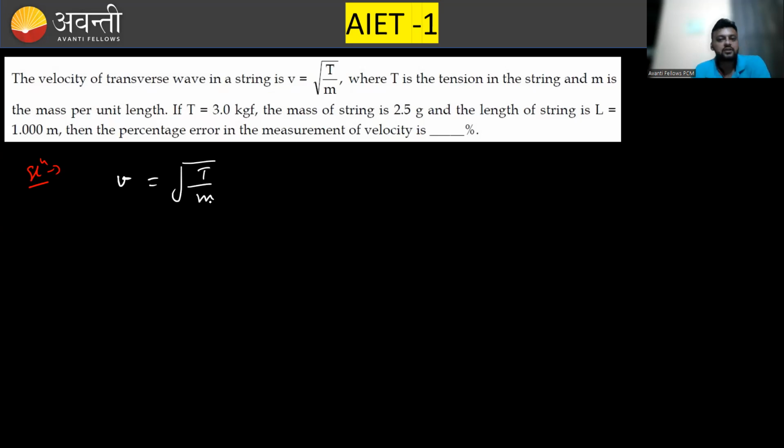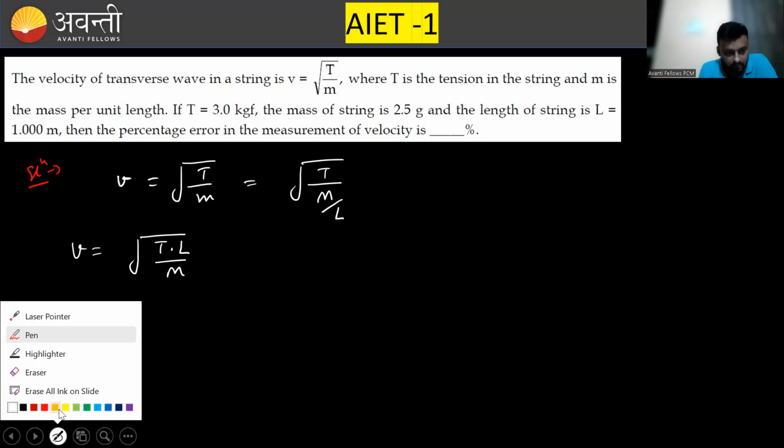Now each and every term is mentioned. T is tension. This is nothing but force. And m is the mass per unit length. Can you write this term as T over mass per unit length? Clear? So this will become V is equal to root of T into L divided by M. Clear? Now tension they have measured, mass they have measured, length they have measured. Clear?